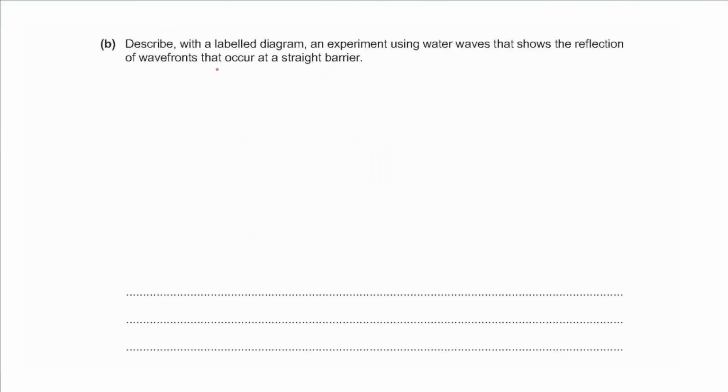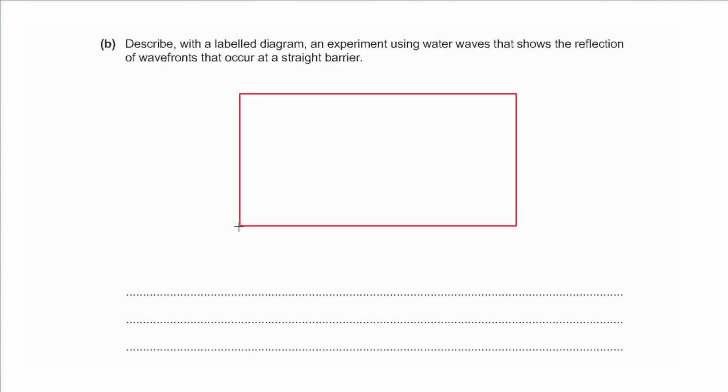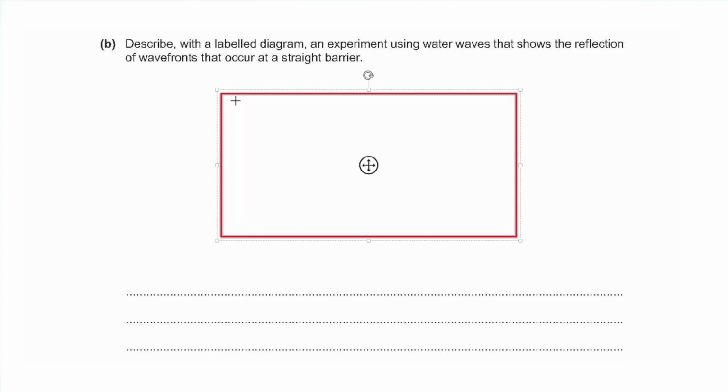Question b says, describe with a labeled diagram an experiment using water waves that shows the reflection of wavefronts that occur at a straight barrier. First, we can draw a rectangle representing a ripple tank and another rectangle representing an oscillator or a vibrator that will produce the waves on the water surface, and an inclined straight line to represent a reflecting surface. We can hash the backside of that reflecting surface, and we label this is a ripple tank.